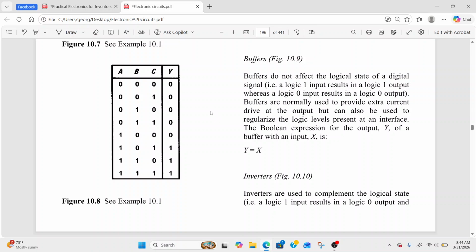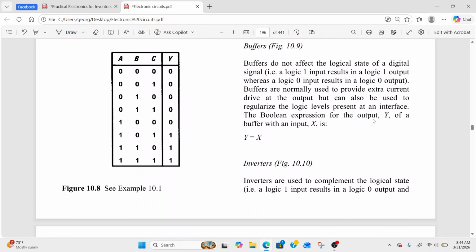So the first gate here is the buffer. It says buffers do not affect the logical state of a digital signal, i.e. a logical 1 input results in a logical 1 output, whereas a logical 0 input results in a logical 0 output.